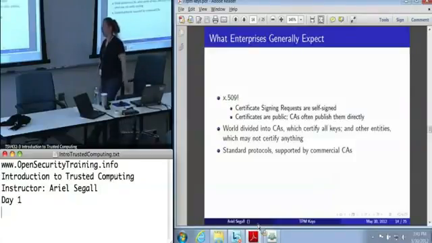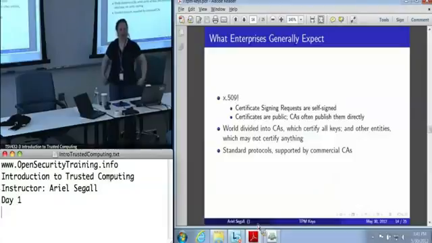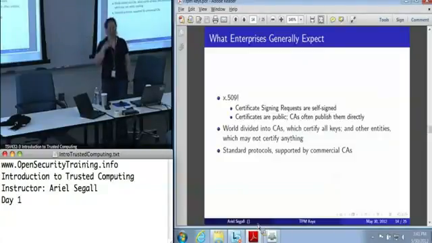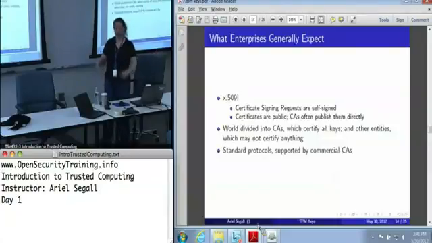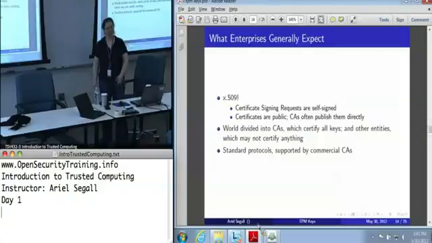Enterprises generally seem to speak X.509, at least that is what I am informed by the actual PKI experts. Certificate signing requests are self-signed. Certificates are entirely public. And as I said, CAs will often just push them out on the web themselves. In addition, the world is divided into CAs, which can certify anything, and other entities which certify nothing. This idea of a CA that only certifies its own keys, which is to say the whole TPM model where it can self-certify things for its own TPM, doesn't fit here at all. Unfortunately, these are the standard protocols supported by the commercial CAs.